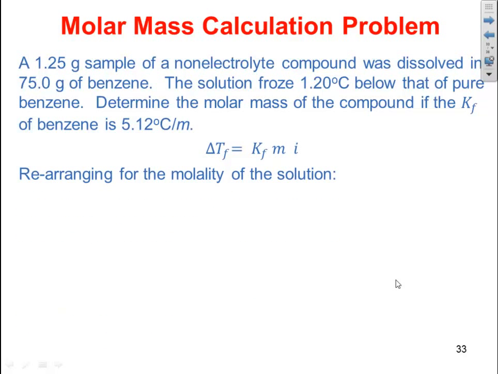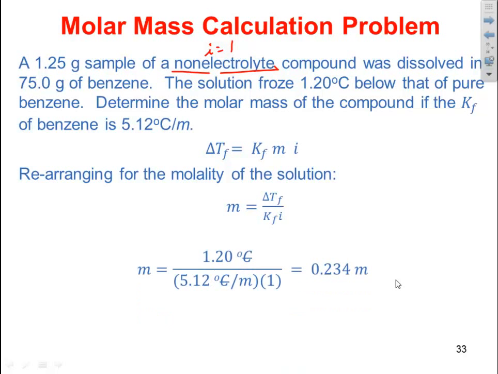So we know delta TF is equal to Kf times molality times i. If we rearrange this, we can solve for molality. Molality then is equal to your delta TF divided by your Kf times i, which in this case, since we're talking about a non-electrolyte compound, we know that i is equal to 1.